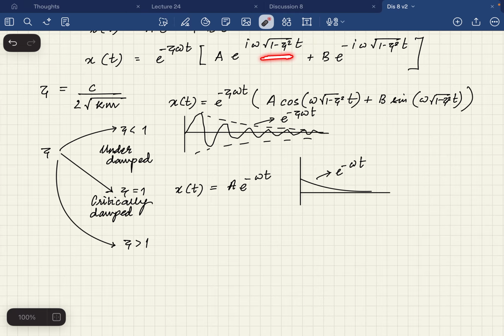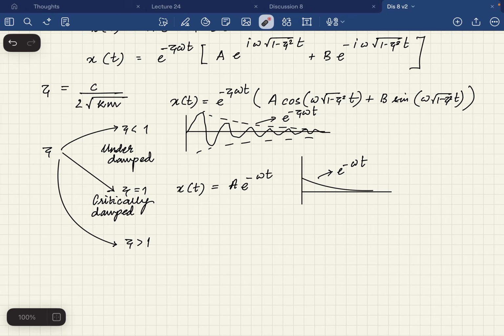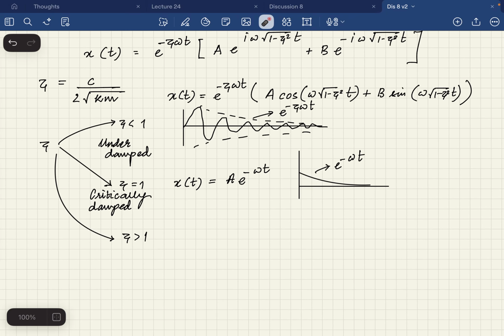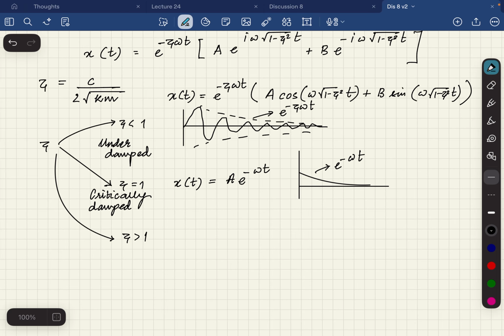So now 1 minus zeta square would become negative, and you would bring out the iota. Iota times iota would give you a negative number, so it would become real now completely. So you would have contributions from both increasing and decreasing modes. So x as a function of t is equal to e to the power minus zeta omega t times a e to the power minus omega root over zeta square minus 1 t plus b e to the power omega root over zeta square minus 1 t.